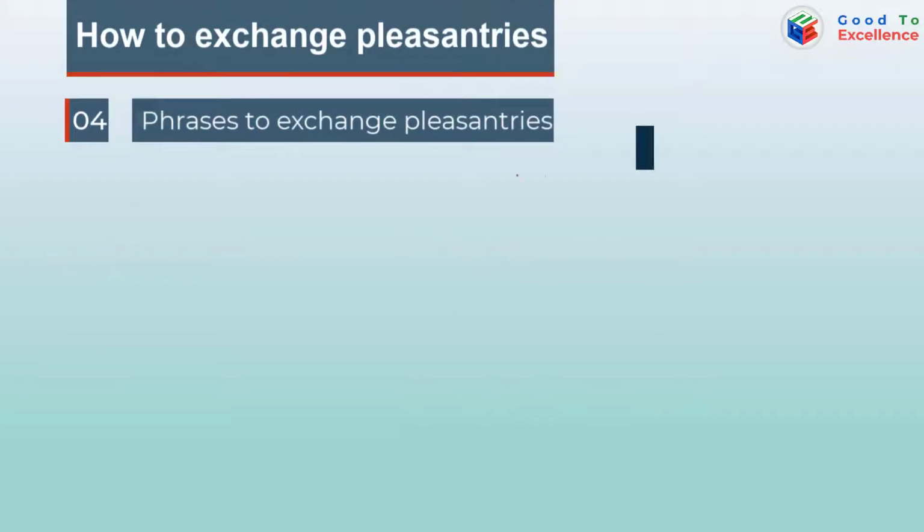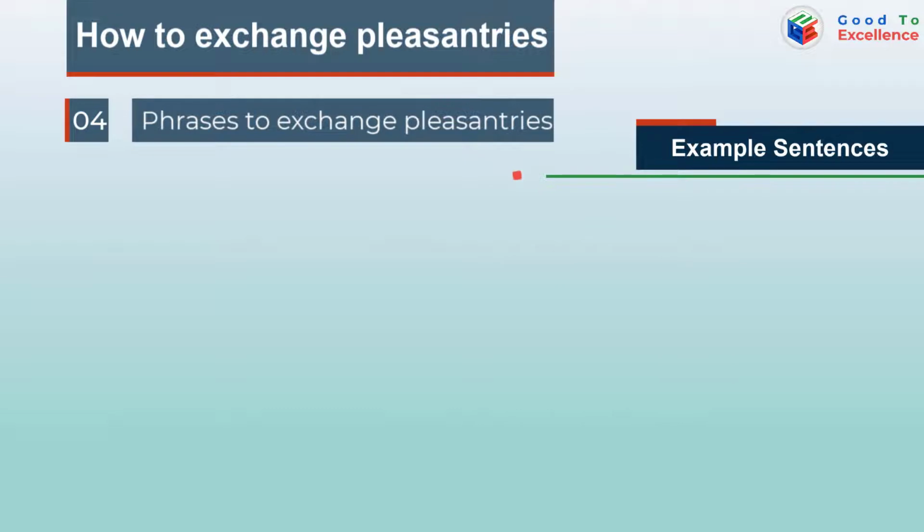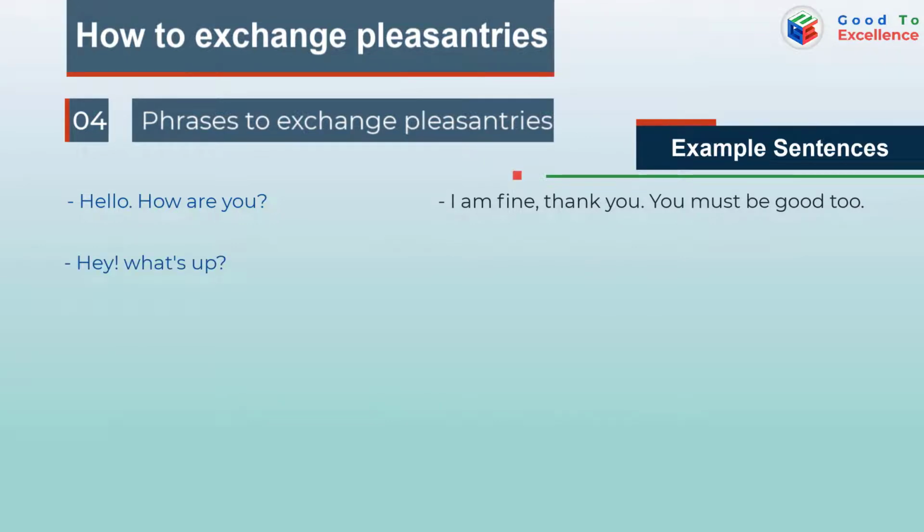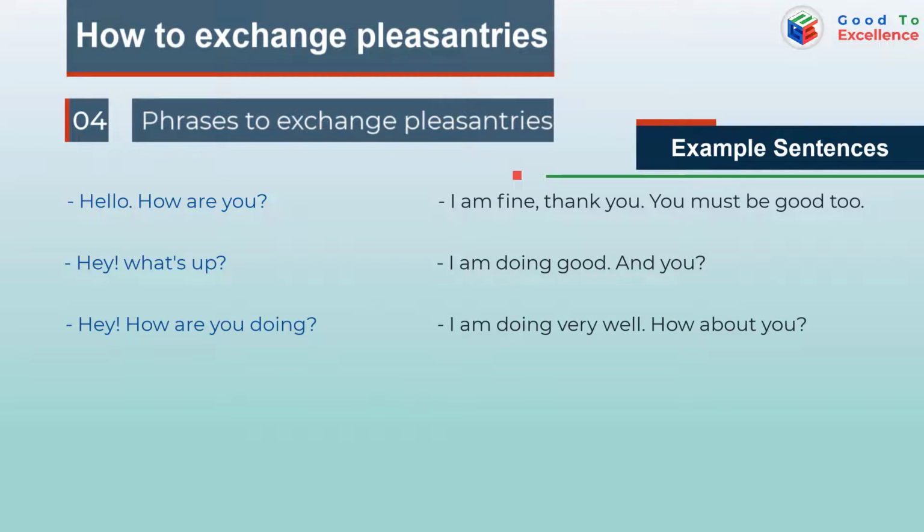After the conversation has started, we will now see how to exchange the pleasantries and continue the conversation. Phrases to exchange pleasantries. Hello. How are you? I am fine, thank you. You must be good too. Hey, what's up? I am doing good. And you? Hey, how are you doing? I am doing very well. How about you?